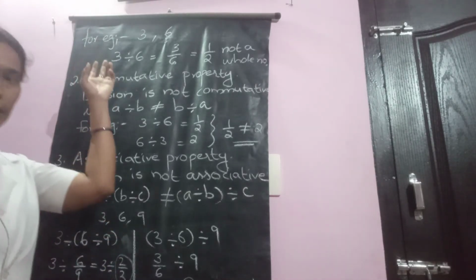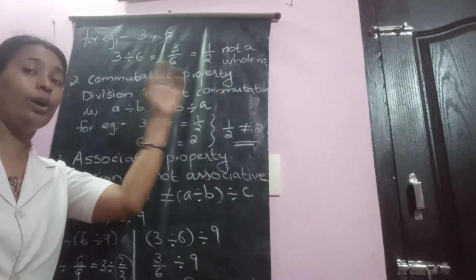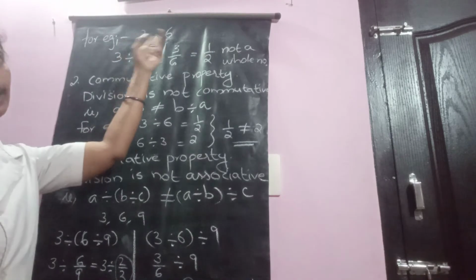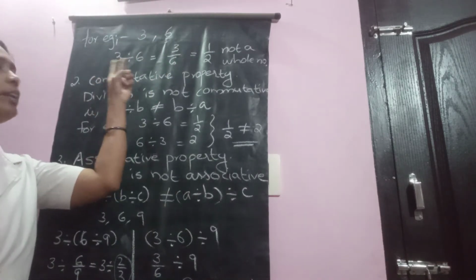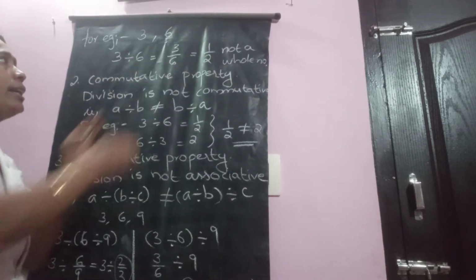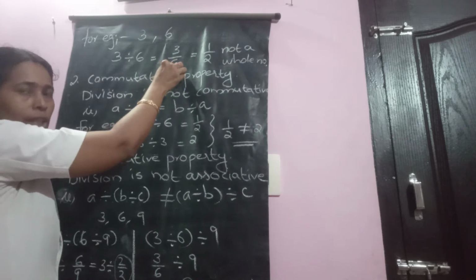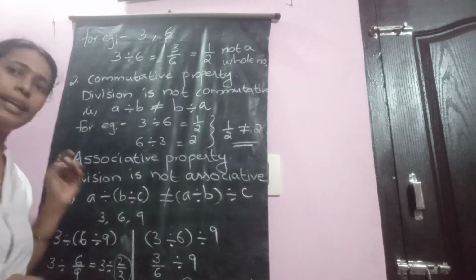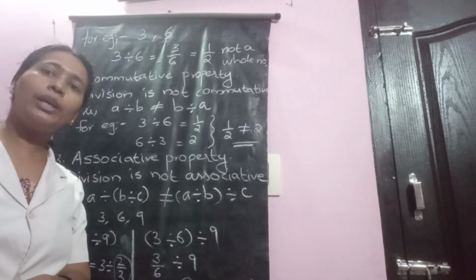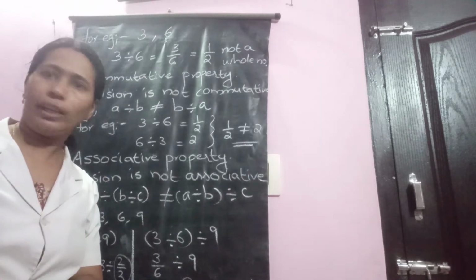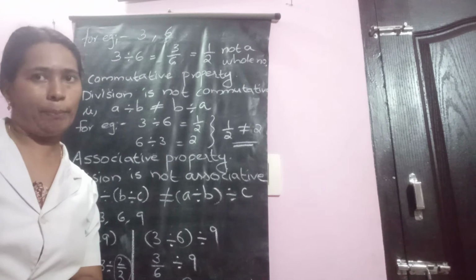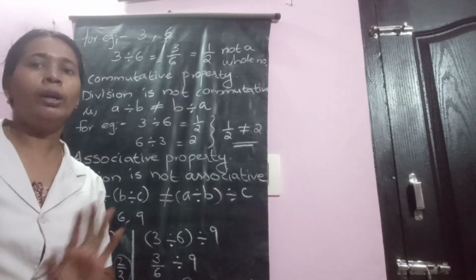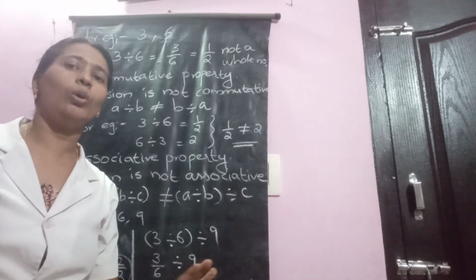So, closure property says that A by B is not always a whole number. For example, teacher has taken two whole numbers 3 and 6. So, you divide 3 divided by 6. We can divide both numbers by 3. So, 3 by 3 one time, 6 by 3 2 times. So, the answer is 1 by 2. 1 by 2 is a fraction. It is not a whole number, isn't it? So, we can write it is not a whole number. So, division is not closed.